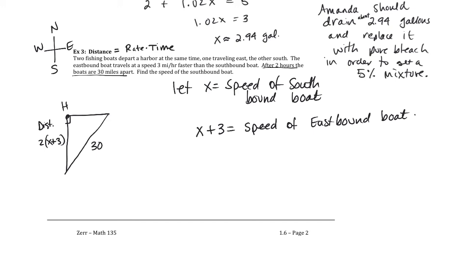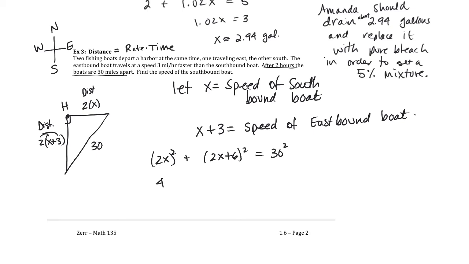And then we do the same thing. We take the hours, the time, times the rate. Okay, so that's the distance of the eastbound boat. And now we can use Pythagorean theorem. The square of the diagonals, here, just go ahead and distribute that. So it'd be 2x plus 6. Or sorry, the square of the shorter legs is equal to the square of the hypotenuse.